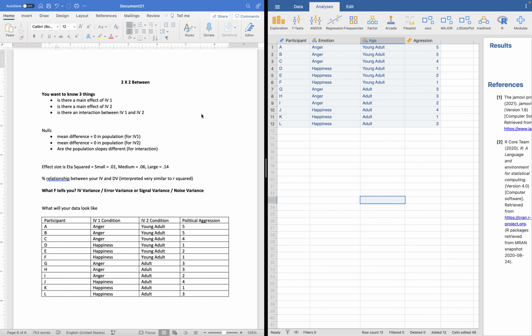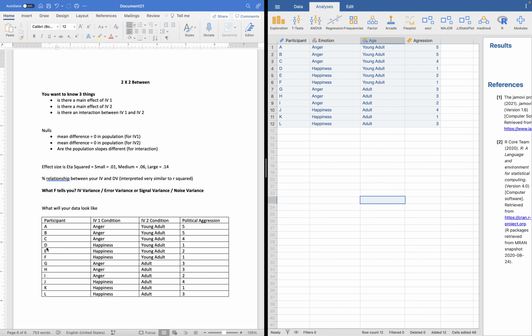Now, your data will look like this. What you have is a participant column. You have one column for independent variable 1's conditions, one column for independent variable 2's conditions, and one column for your dependent variable. So right here, participant A was in the anger condition. They're a young adult, younger than 25, and their political aggression was 5.